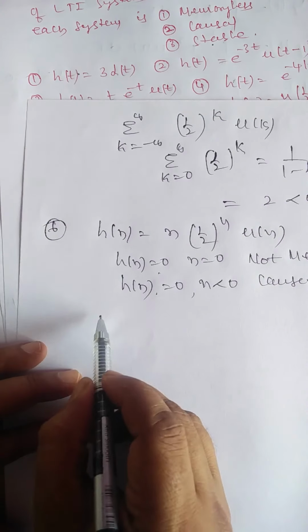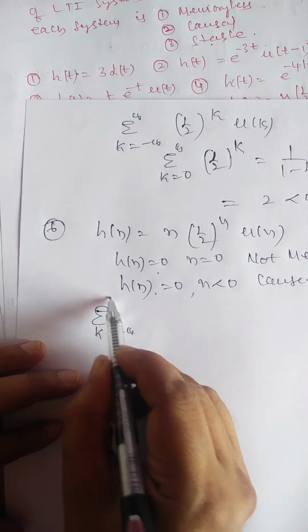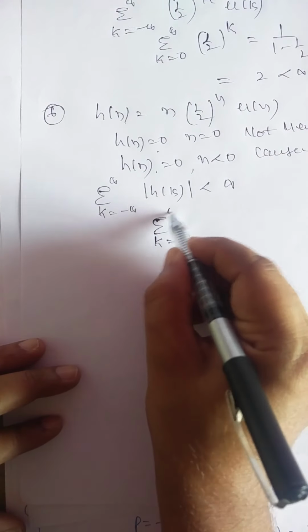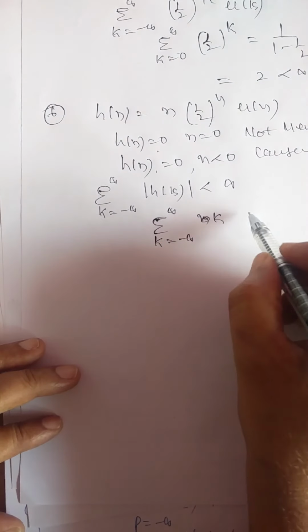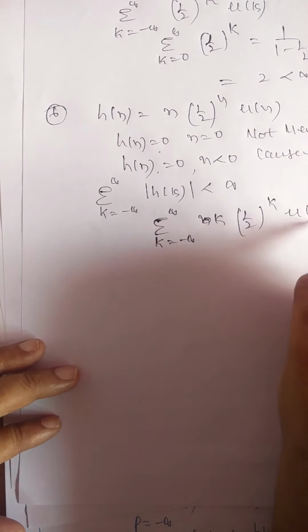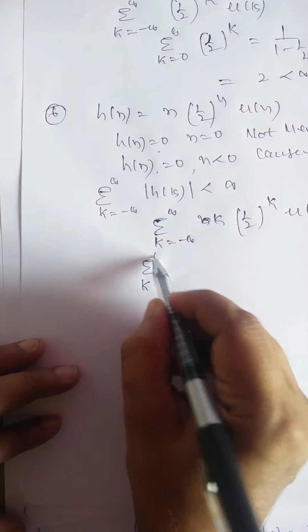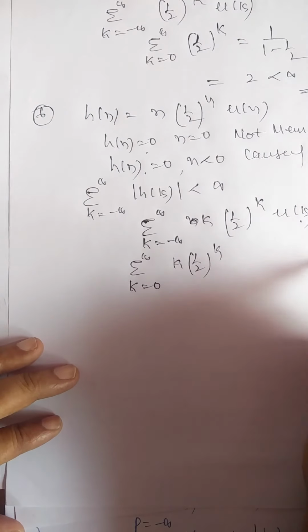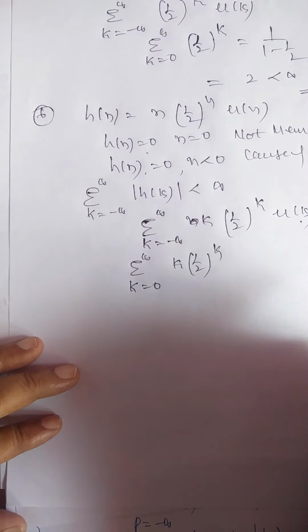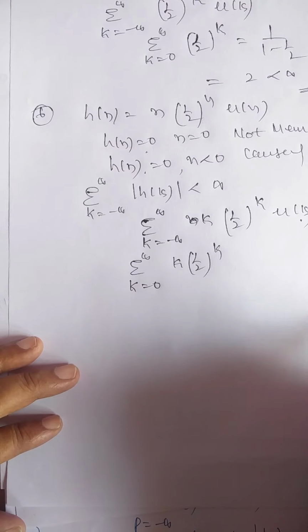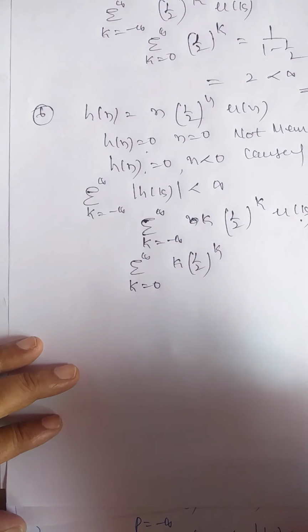Next, to check its stability, summation of k from minus infinity to plus infinity of h of k should be less than infinity. That is, summation of k from minus infinity to plus infinity of k into 1 by 2 whole to the power of k into u of k. Because of u of k, I should change the summation range here to 0 to infinity, k into 1 by 2 whole to the power of k. We know that the summation of n from 0 to infinity of n into a to the power of n is given by a divided by 1 minus a, whole squared.